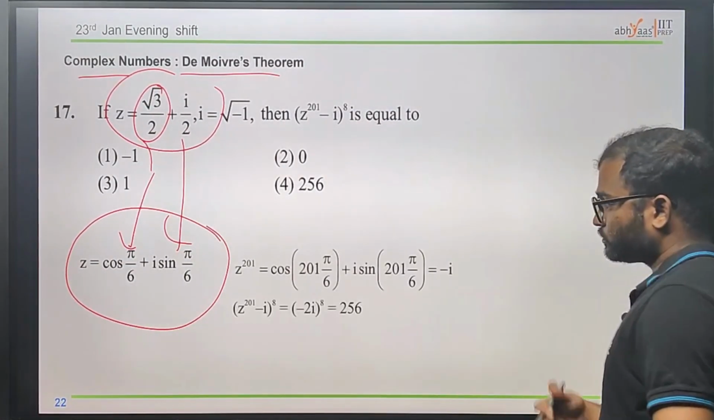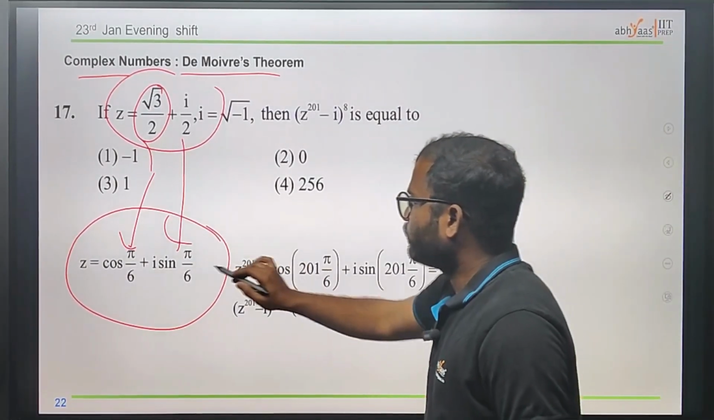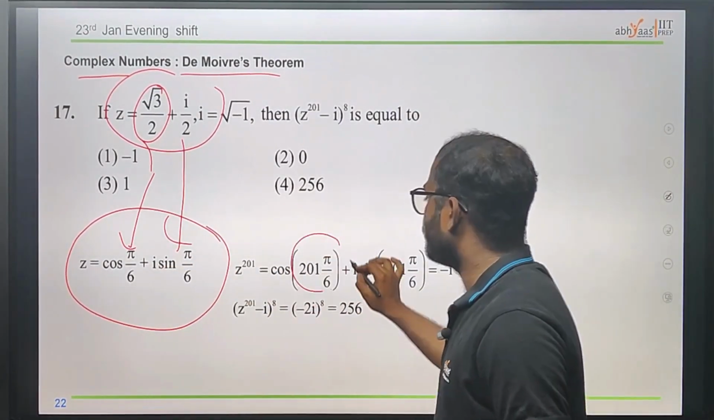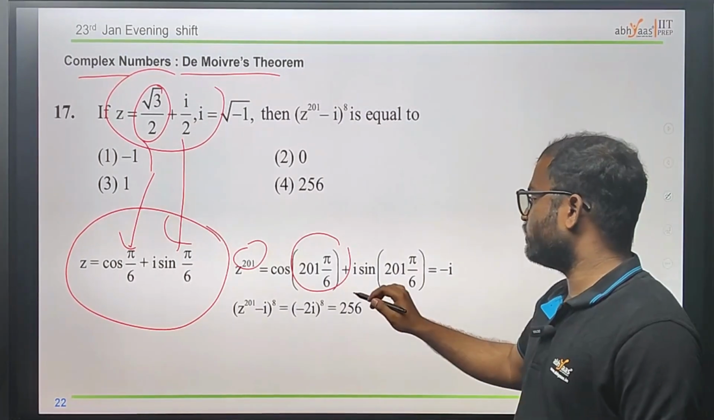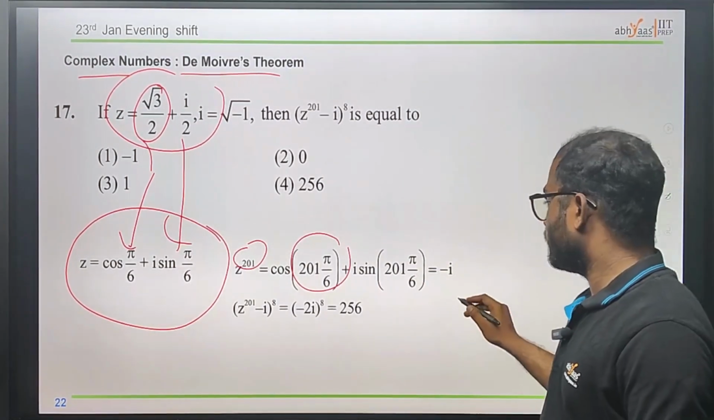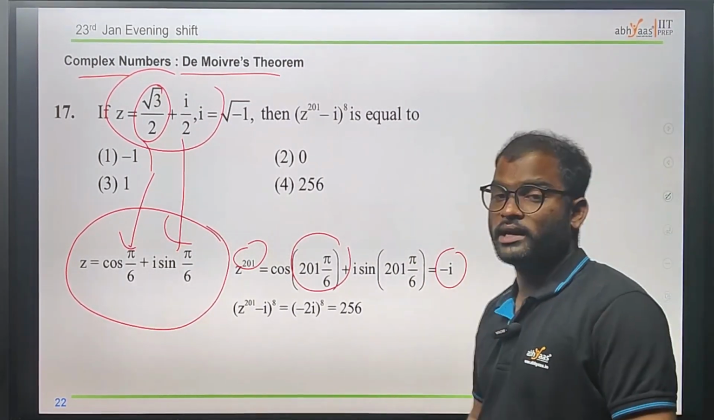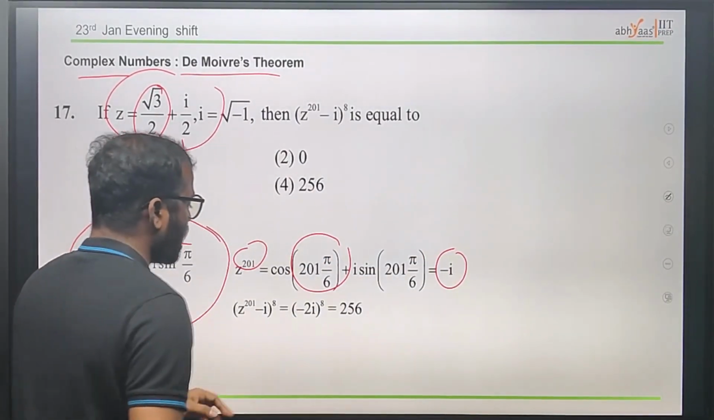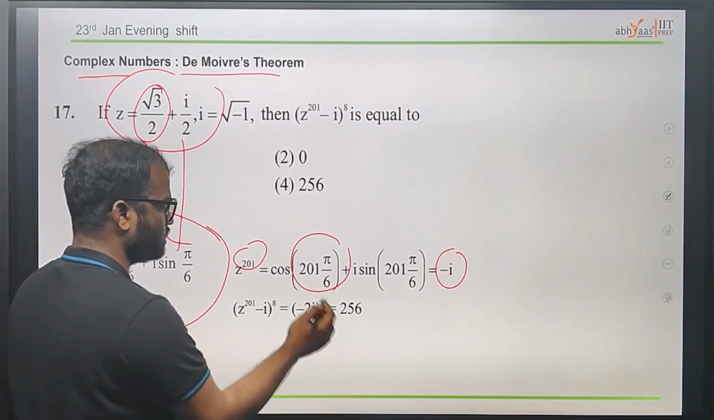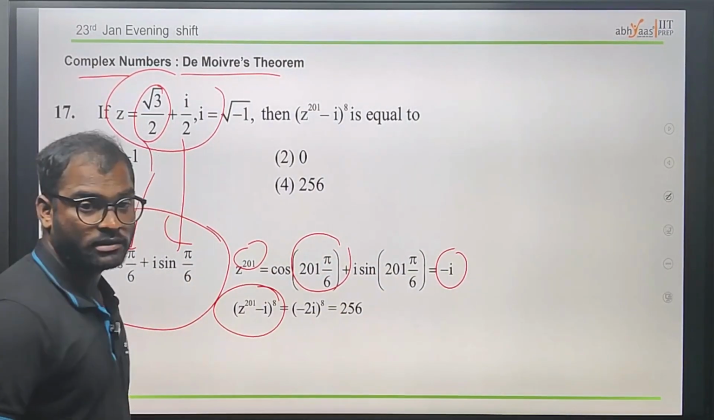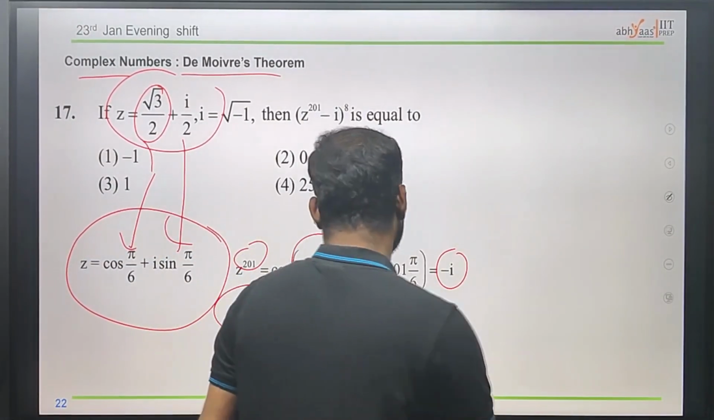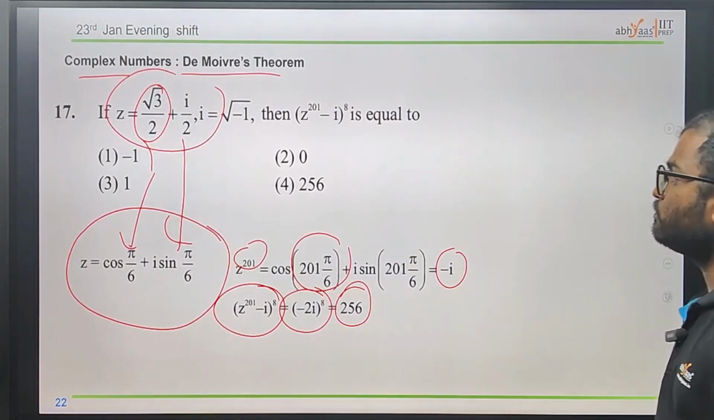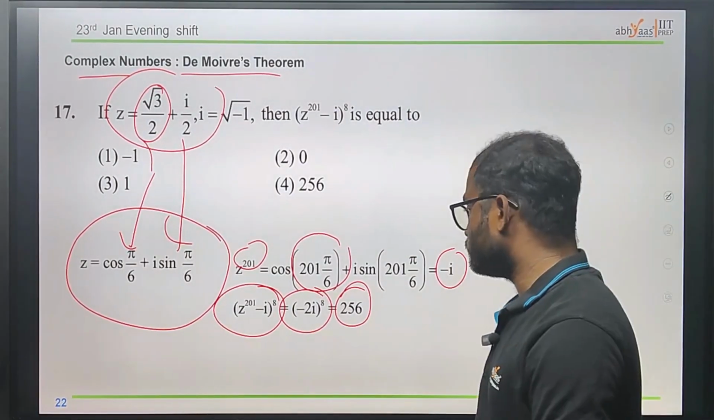Now using that, we make it 201 pi by 6. Using the 201, we can convert that to equal minus iota. Then making it power 8 gives us minus 2 iota power 8, which equals 256. How did it come?